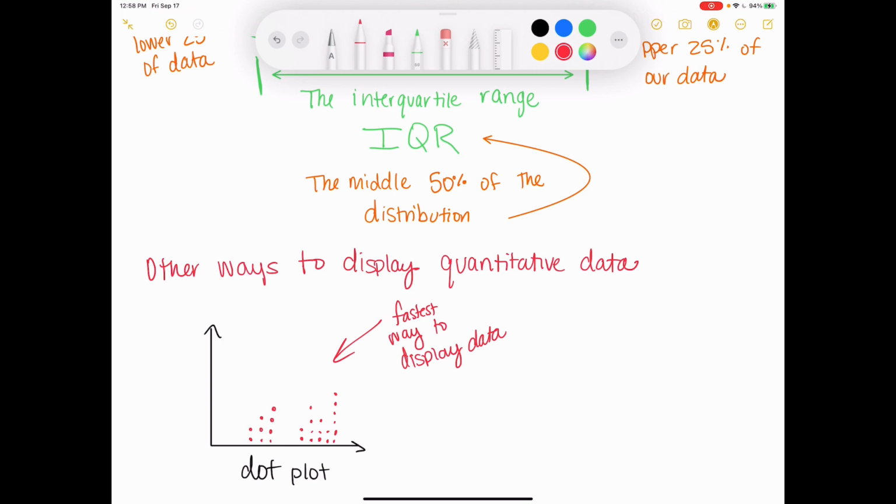Literally, it's statistics. All right, so a dot plot is the fastest way to display data. Do we have to draw it exactly like you? Look at that nice line. 1, 2, 3, 4. Rather straight as a circle.